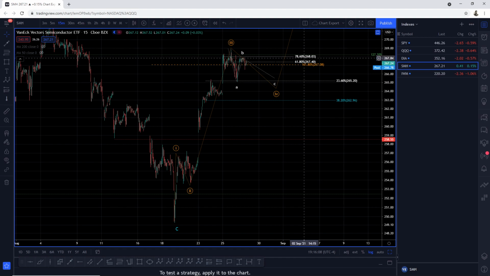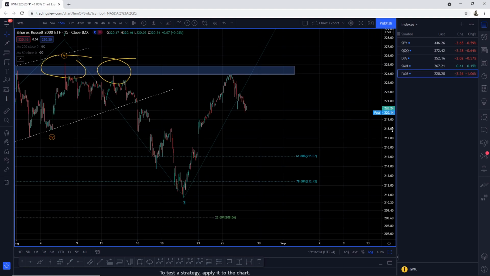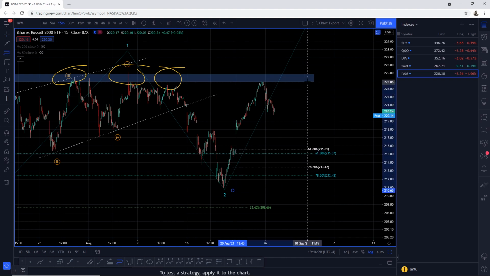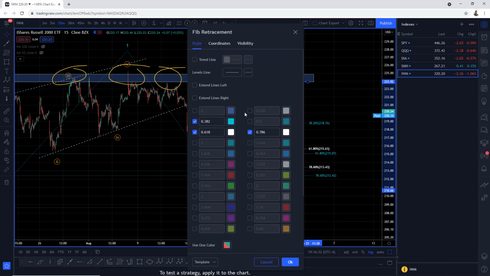All right, guys, so 23.6, 38.2 possible zones of support. IWM was clear resistance. As you can see here from yesterday, we reviewed this count. We found resistance within this zone, and now we are turning lower. So if this is the wave 1, guys, I repeat, if this is wave 1, then by all means, wave 1 could find support at 38.2, 23.6, and so on.